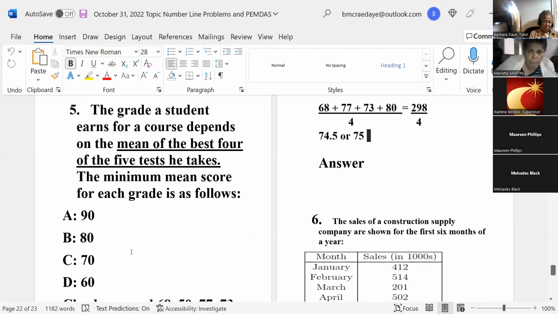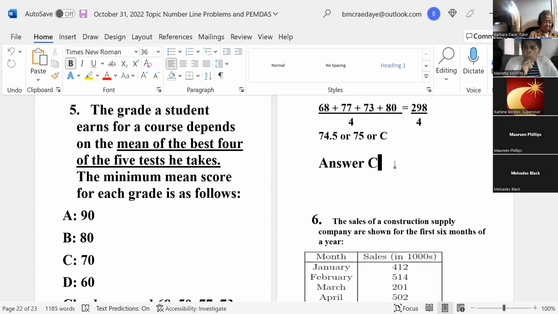I don't understand that. This is the minimum. This is the minimum mean. So 75 is less than 80. So it would have to be a C. 70. Oh, yeah, C. That's right. I figured 70, but that's not what I'm asking. So the answer would be C.